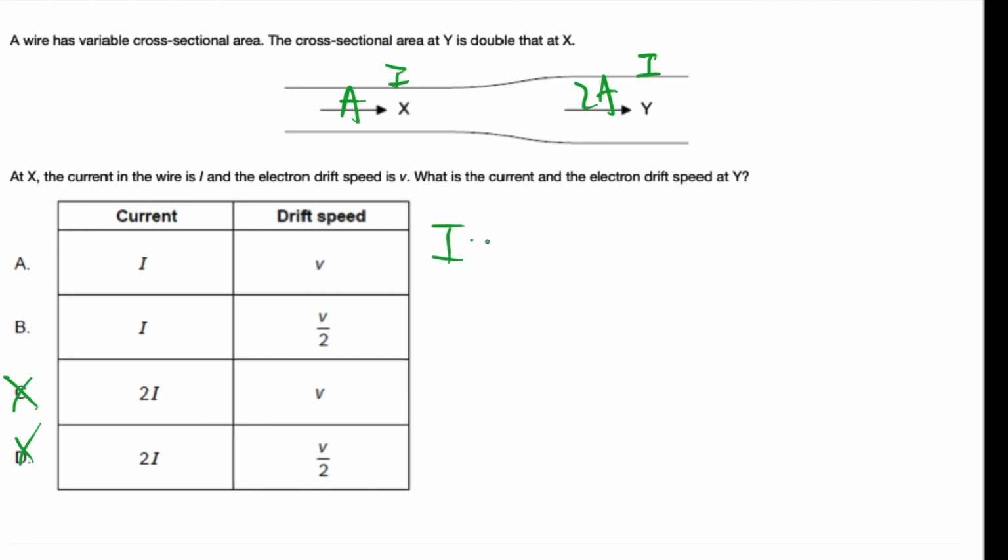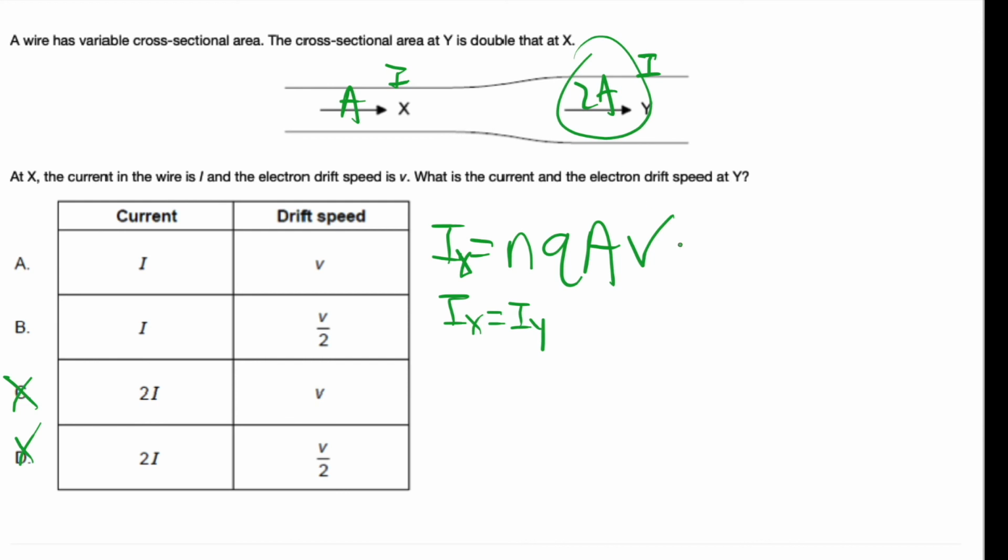Current is equal to number density of electrons times charge times cross-sectional area times drift velocity. So at X is going to be equal to at Y. Since the area is doubled, the velocity must be divided by 2. So B is the correct answer.